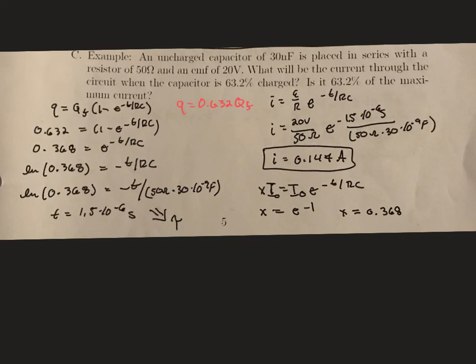So this is exactly what I expected, because as we discussed in the lecture portion, as the charge increases, the current should decrease. So you could expect that when we're at 63.2%, the current is going to be at 100 minus the 63.2%, which is exactly what we got here.